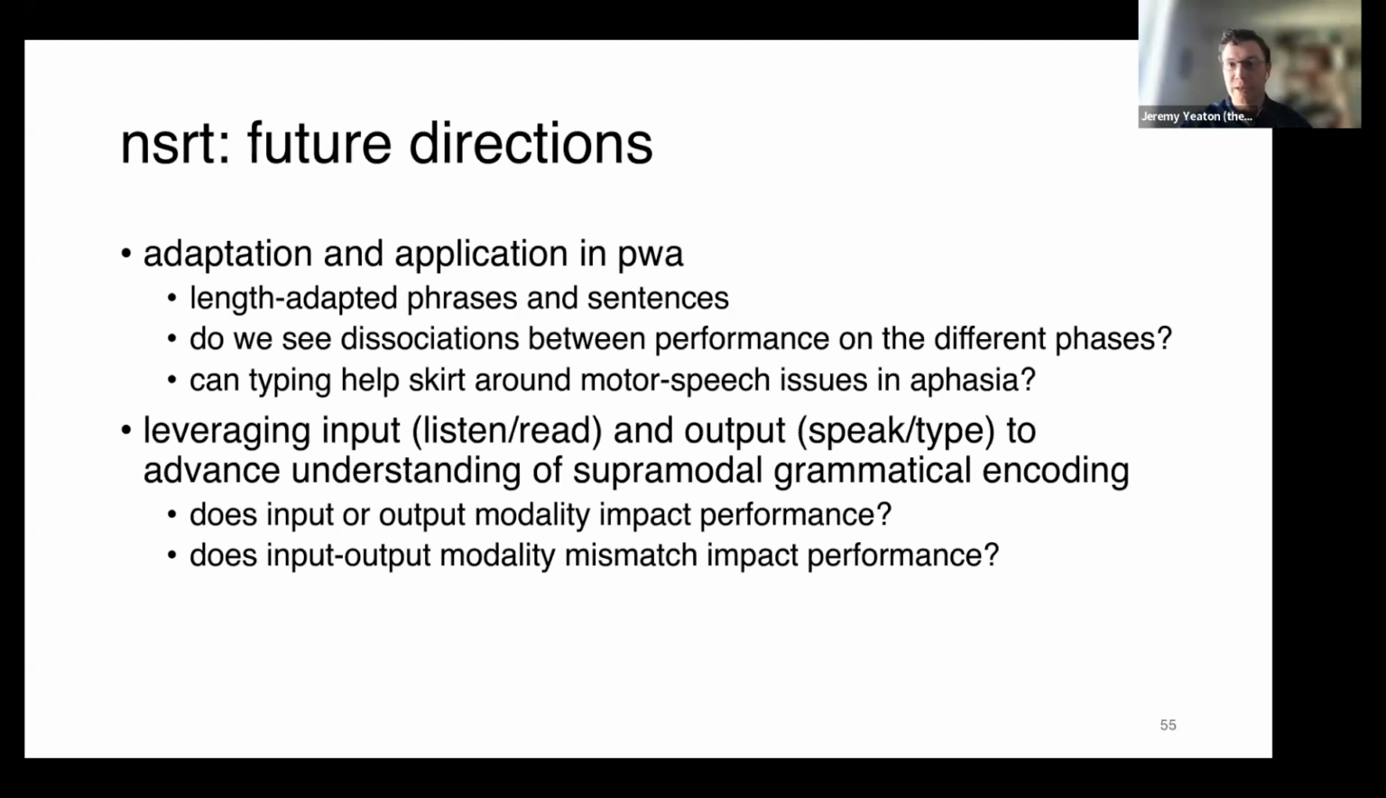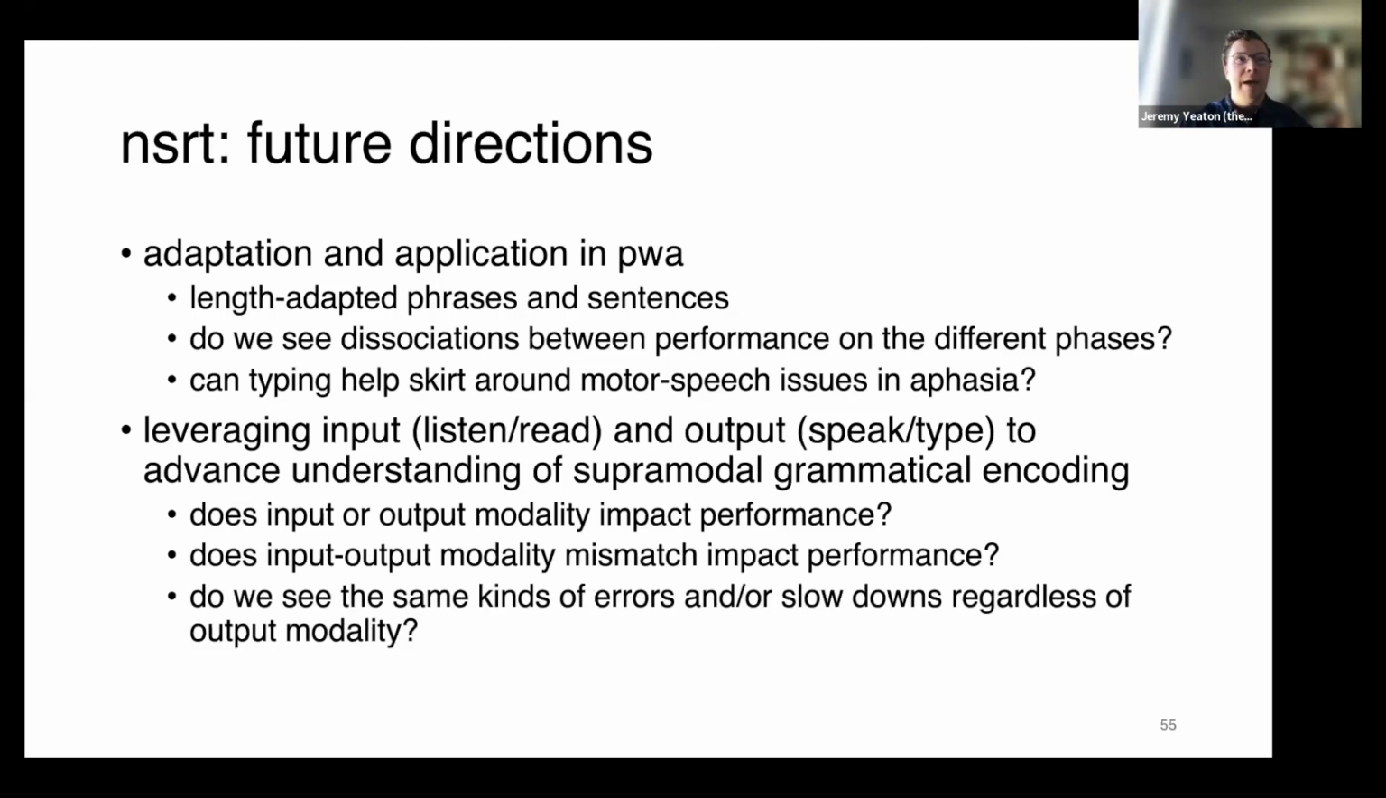So if you're getting auditory input and you're asked to type it, or you're getting visual input and asked to speak it, does that mismatch between the input and output modalities make you less accurate? And then, do we see the same types of errors and or slowdowns regardless of output modality? So do people slow down or make mistakes at the same parts of the sentence in the same conditions if you're asking them to speak versus type?